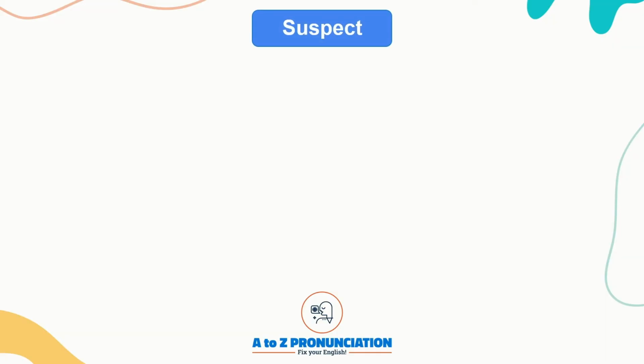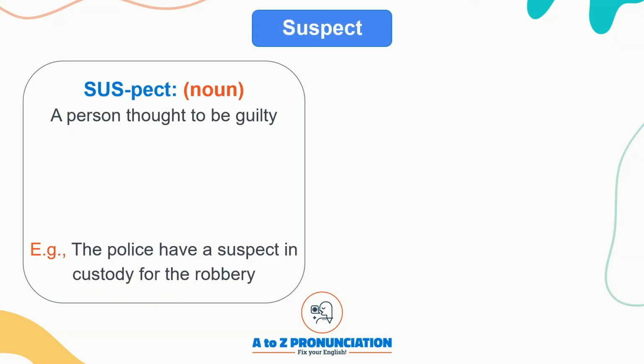Suspect and suspect. By now, you have probably noticed the safe generalization that if we are stressing the first syllable, then we have a noun form. And if we're stressing the second syllable, we usually have a verb. Suspect, the noun form, means a person thought to be guilty. For example, the police have a suspect in custody for the robbery.